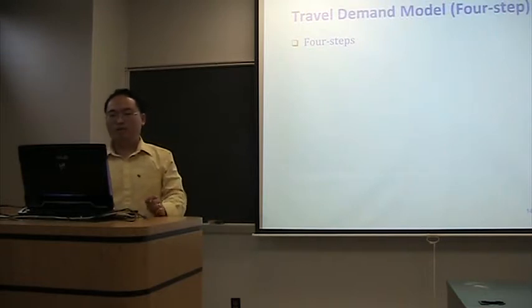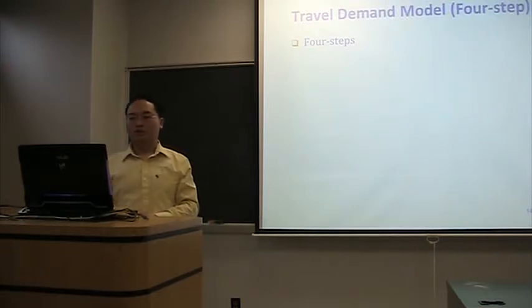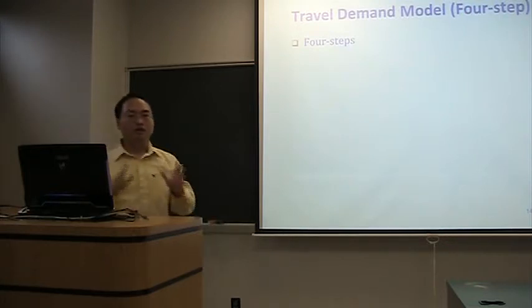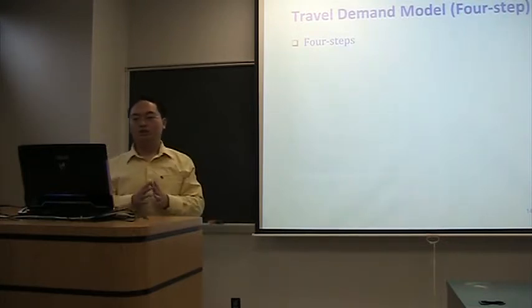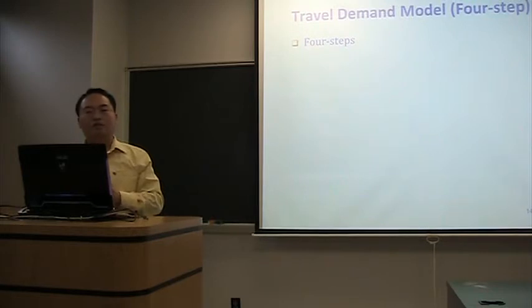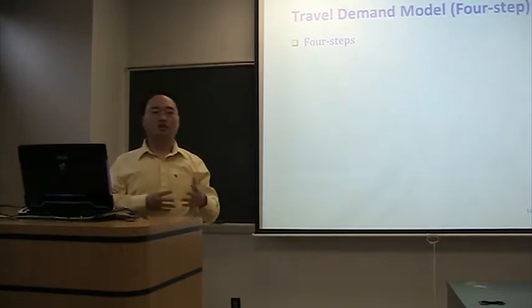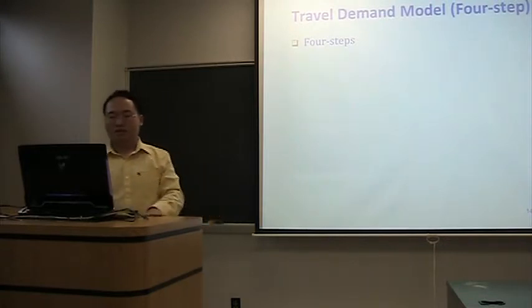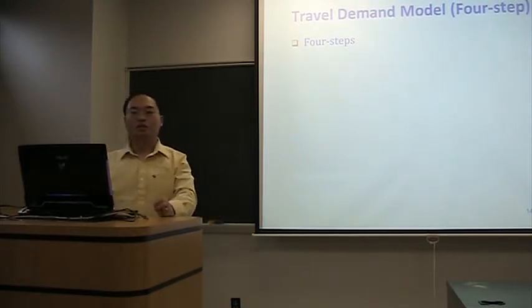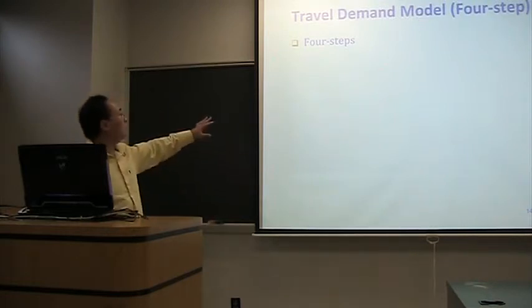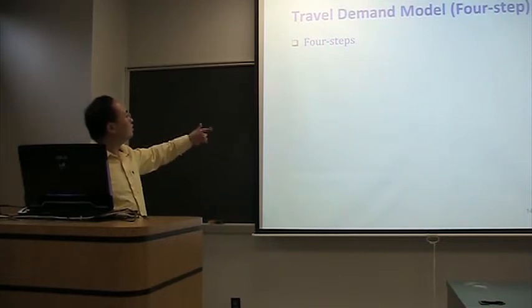So the next one is called the travel demand model, or 4-step models. These models are used to estimate or to forecast the travel demand. Travel demand means the travelers. Okay, it has 4 steps. It's very traditional in transportation engineering. So I think I'm talking about this only for those of you who don't know this.